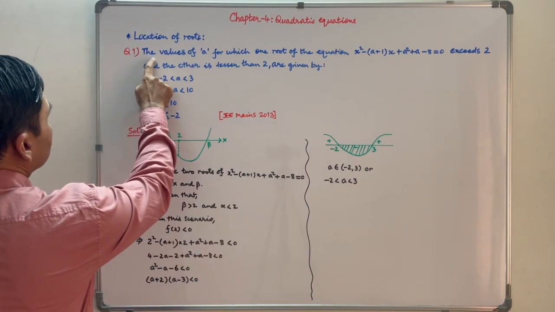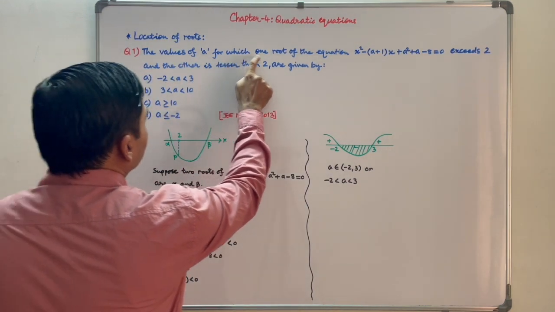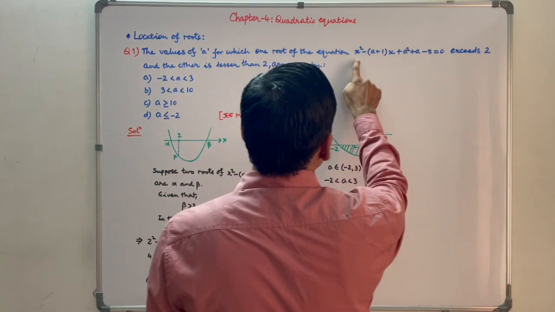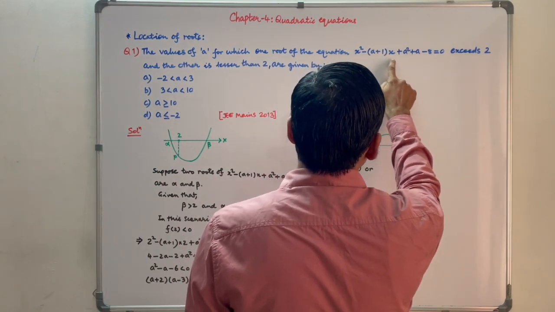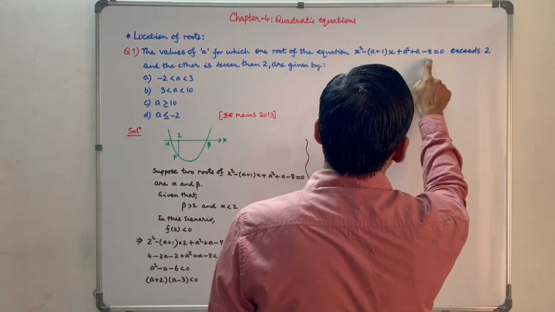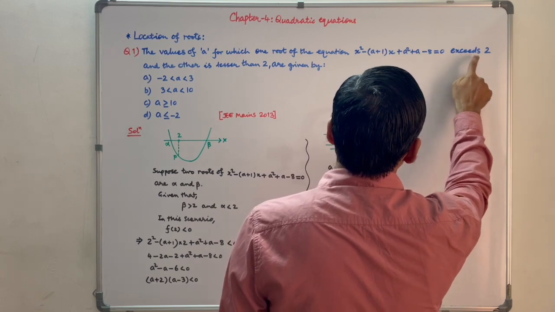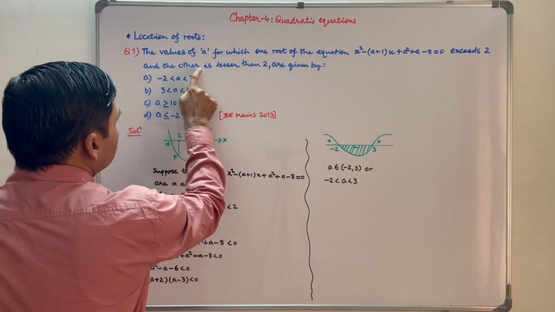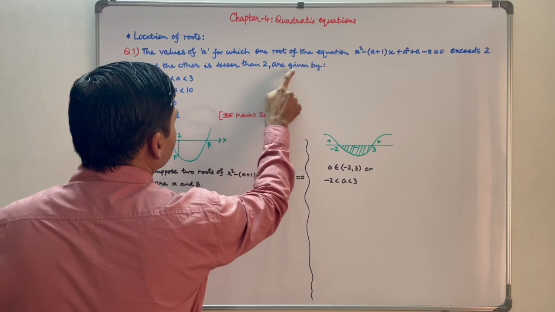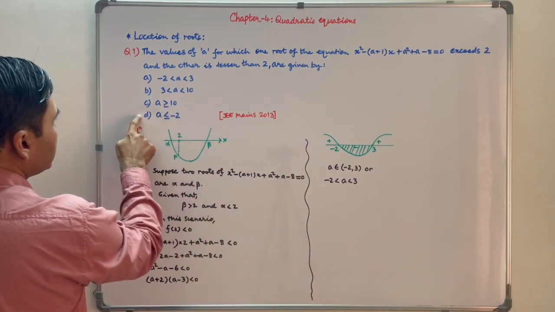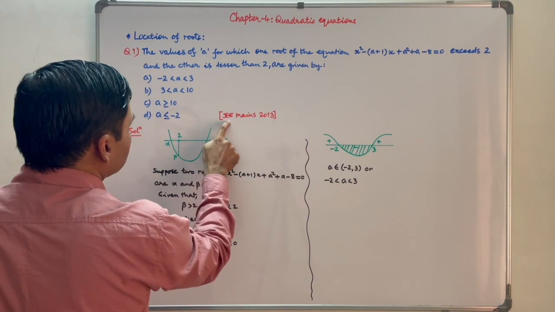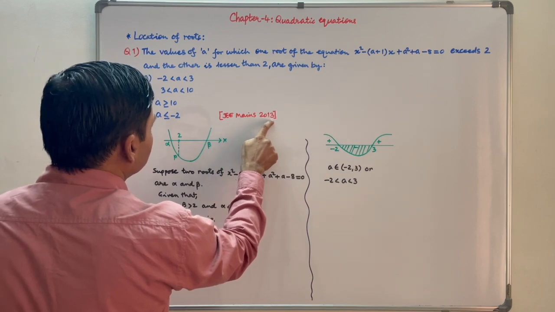First question, the values of a for which one root of the equation x square minus (a plus 1) into x plus a square plus a minus 8 is equal to 0 exceeds 2 and the other is lesser than 2 are given by. These are the options given. This question was asked in JEE Mains 2013.